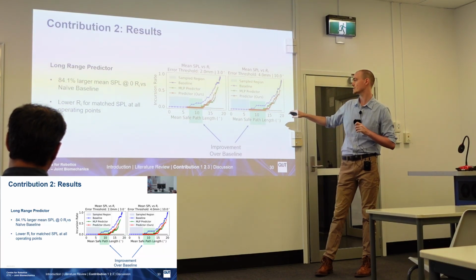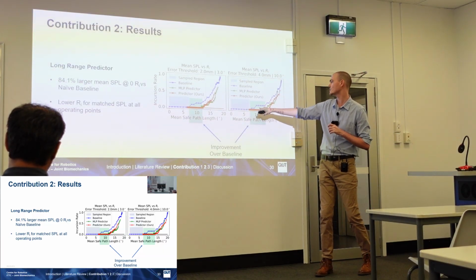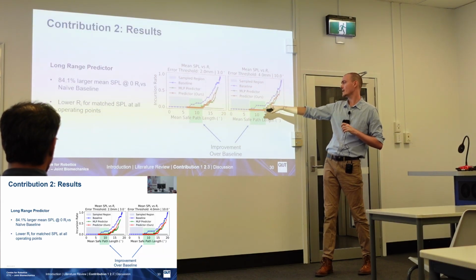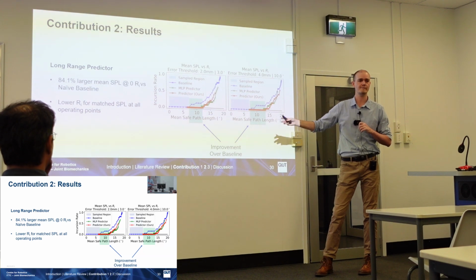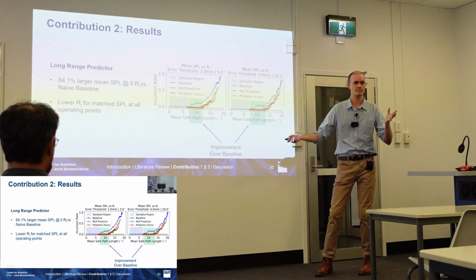Another thing to note from these results is that our approach, which is the red dotted line, achieves a consistently lower incursion rate for matched safe path length. So we have fewer errors for the same amount of robot workspace use.